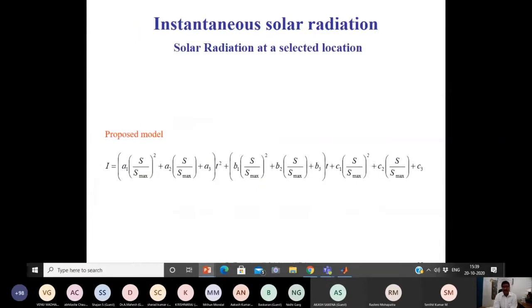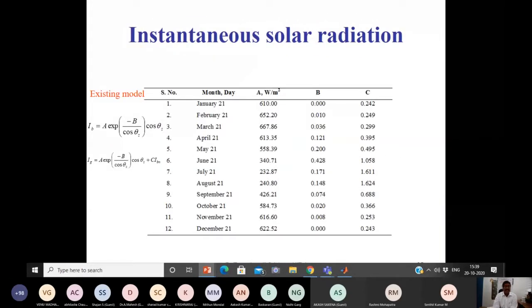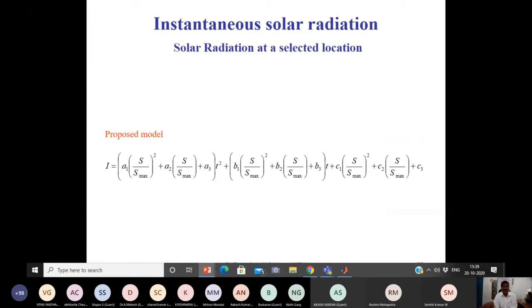But the problem associated with this existing model is that this curve fitting equation is almost linear, and only 3 constants are there. The error is more, nearly 10% or more. So this existing model has been revised by means of the proposed model. In this proposed model, how many coefficients have been considered? This is a non-linear equation, and 9 coefficients have been considered: A1, A2, A3, B1, B2, B3, C1, C2, C3.